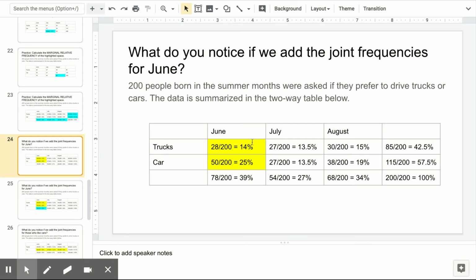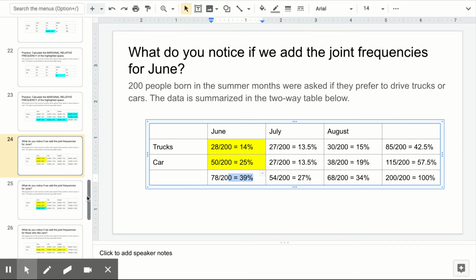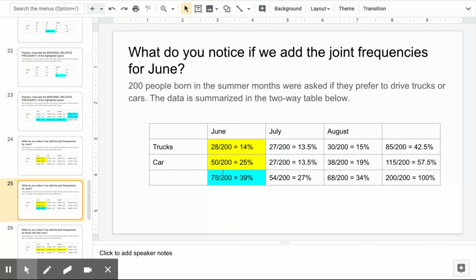So if we add those two percentages, it makes sense that it adds up to 39, right? So if we add the joint frequencies, the ones in yellow here, we're going to end up with the marginal frequency. We're going to end up with that blue one there.